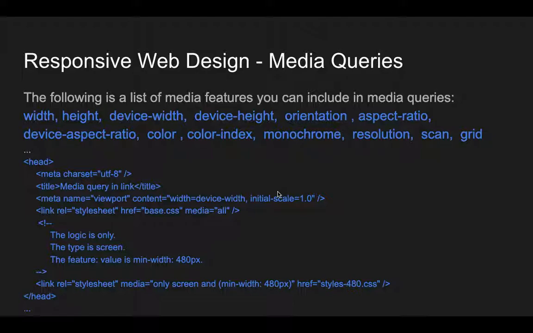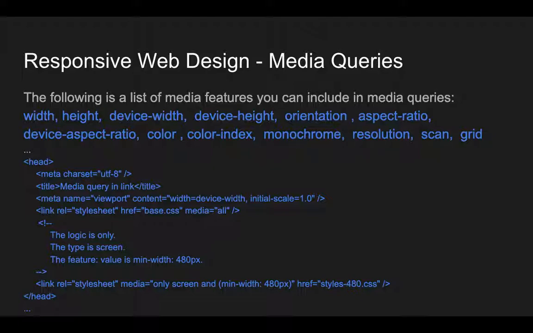The following is the list of media features that you can use. Okay, so you can use width, height, device width, device height, the orientation. So you're holding a phone, right? And then you decide that you want to turn it sideways so you can get a better piece of text to read. It now scales the orientation for you. Also the aspect ratio, device aspect ratio, your color index, monochrome, resolution, scan, grid.